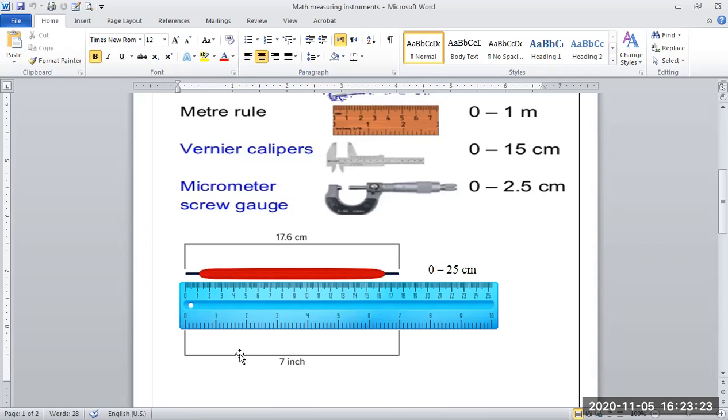Okay, now the length of this object is 17.6 centimeter or 7 inch. Look down, this is in inch. Look, 1 inch, 2, 3, 4, and till 10 inch.